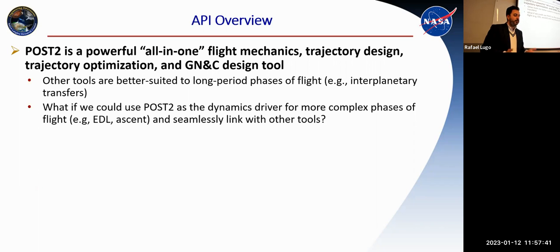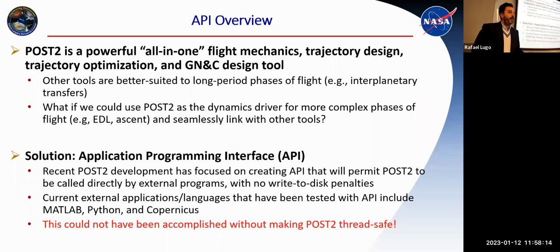Well, what if we could use POST as the dynamics driver for some of these other tools for more complex phases? For example, that satellite I was just talking about, what if it went from Earth to Saturn and then did a Saturn atmospheric entry? A tool that is really well suited to interplanetary transfer may not be as well suited for modeling atmospheric flight, which is something that POST is really good at. So what if we could use POST as a driver for those different segments and seamlessly link with these other tools? Well, now you can, or at least we're trying to get there as fast as we can.